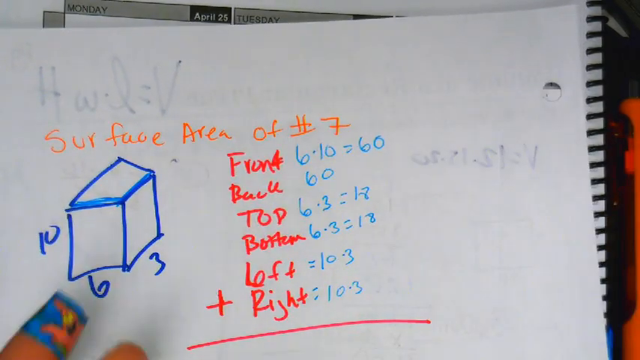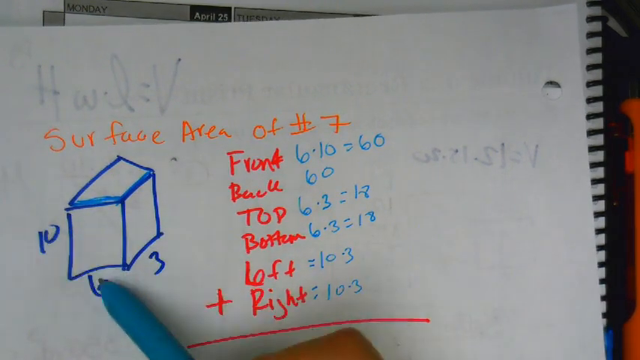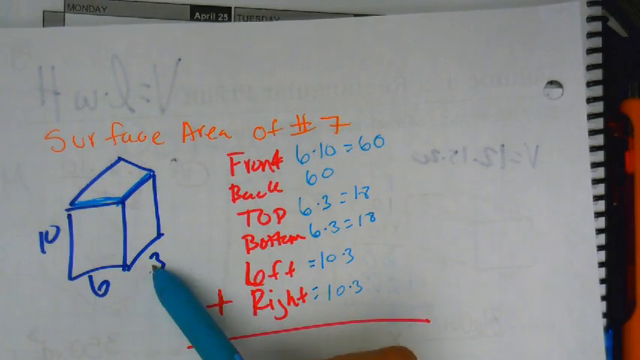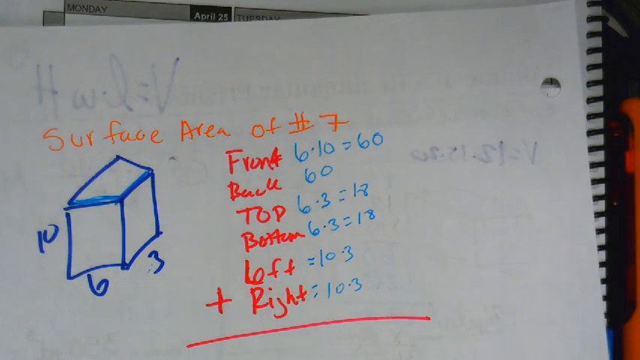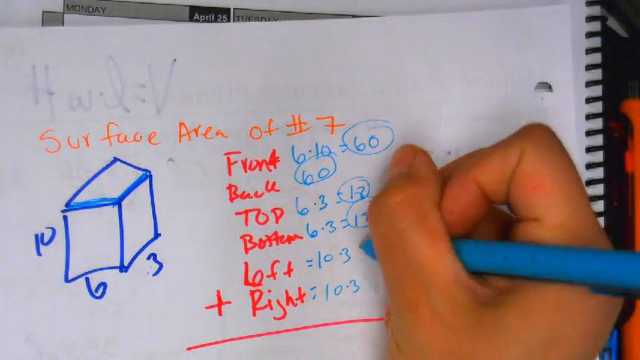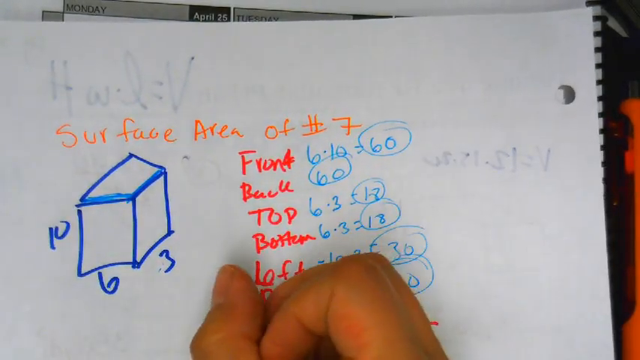Here's how you do it. You have 3 numbers and they all have to dance together. So the 10 and the 6 have to dance, the 10 and the 3 have to dance, and the 6 and the 3 have to dance. So all the numbers have to combine. So we have 60, 60, 18, 18, and 30, and 30. Add them up. This is called your surface area.